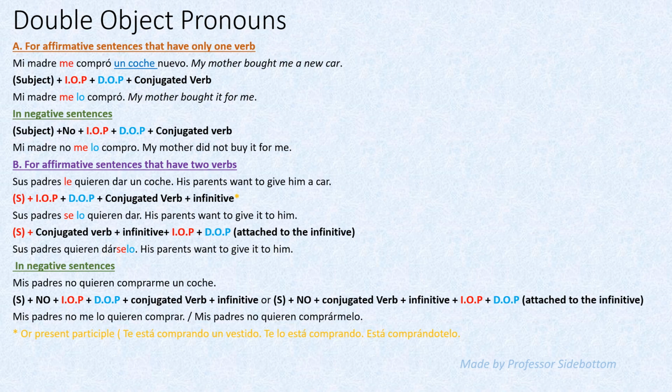And in negative sentences, we use the formula subject plus no plus indirect object pronoun plus direct object pronoun plus conjugated verb plus infinitive, or no plus conjugated verb plus infinitive, and we add the indirect object pronoun and direct object pronoun attached to the infinitive at the end. Mis padres no me lo quieren comprar, or mis padres no quieren comprármelo.